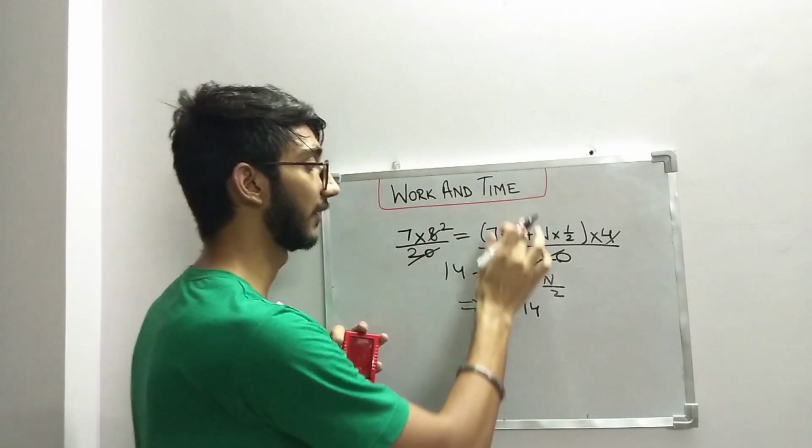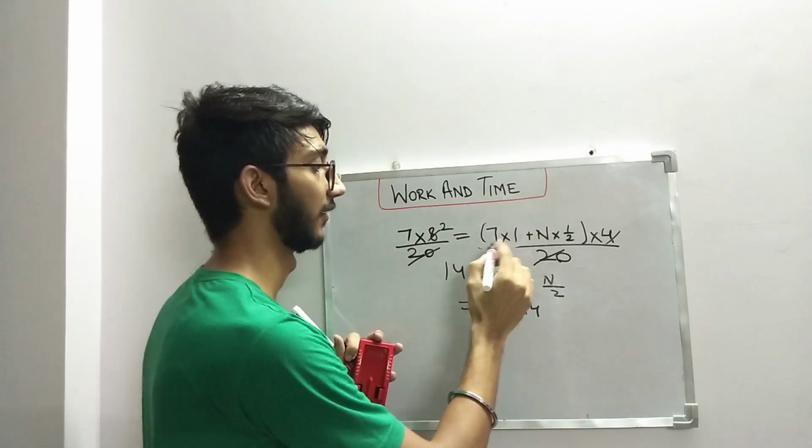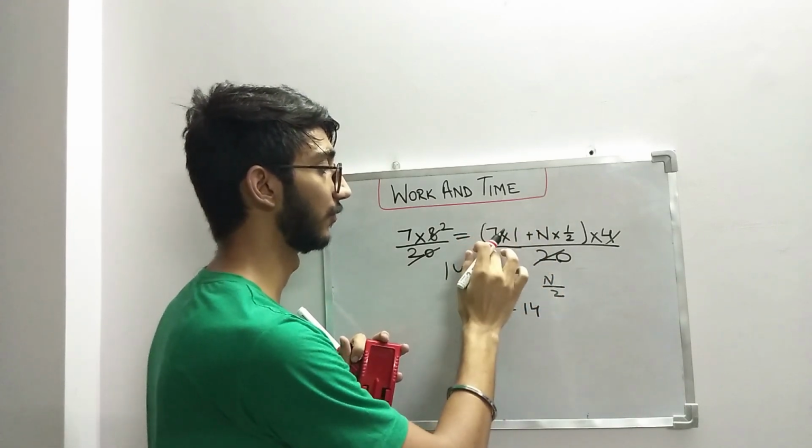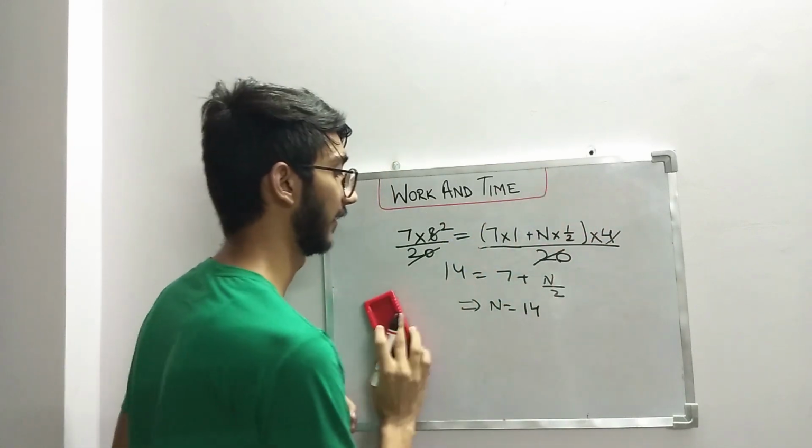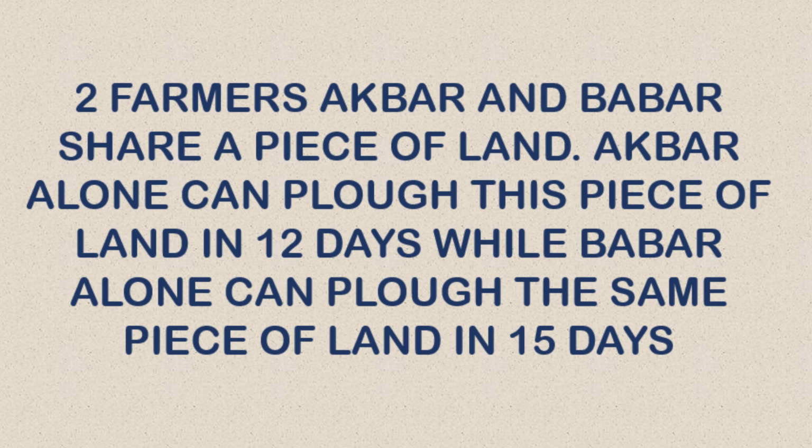So you have to take care of the efficiency part here. So you have to use it as 7 into 1 plus n into 1 by 2, right? So now moving on to the last type of question.